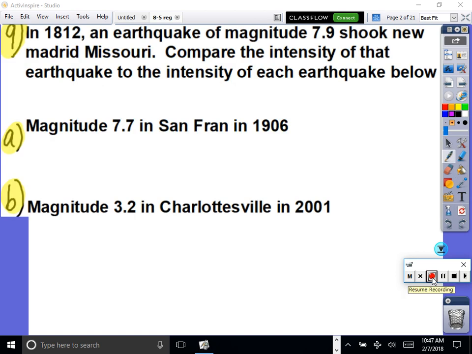Boom. There you go. Okay, everybody look at number 9 on green. Here is the equation for intensity levels of earthquakes and magnitudes.